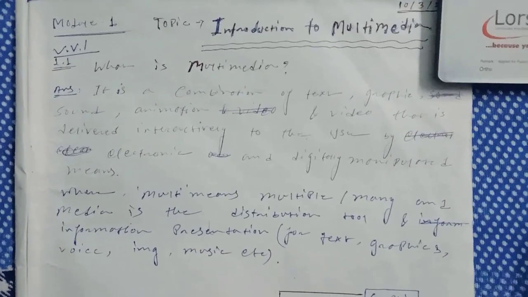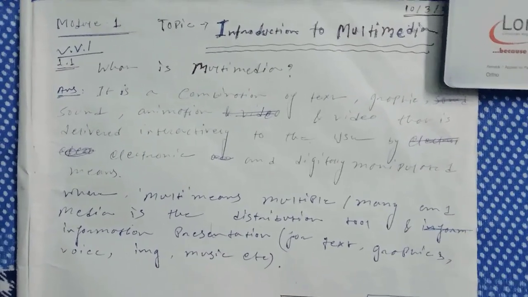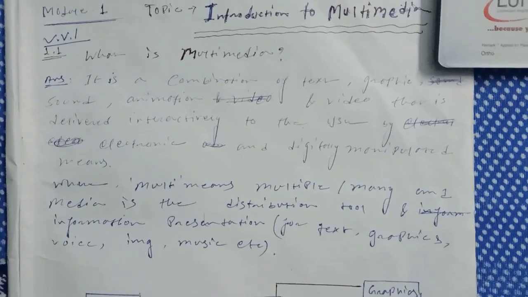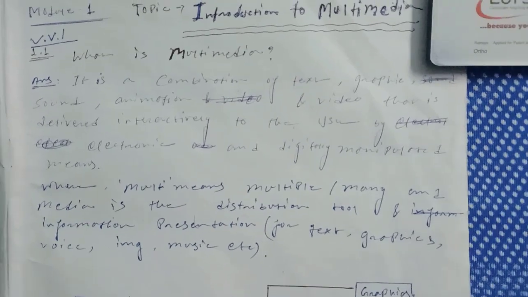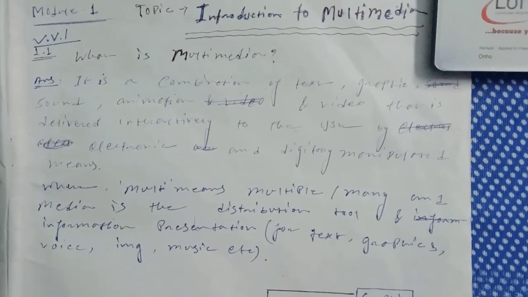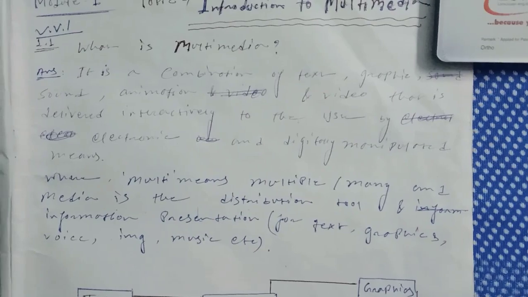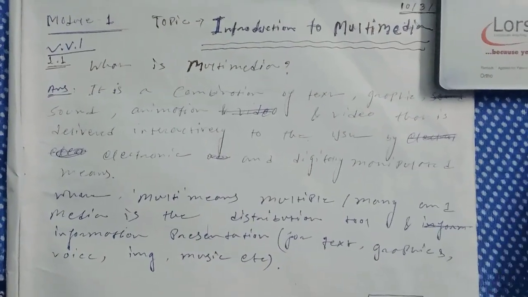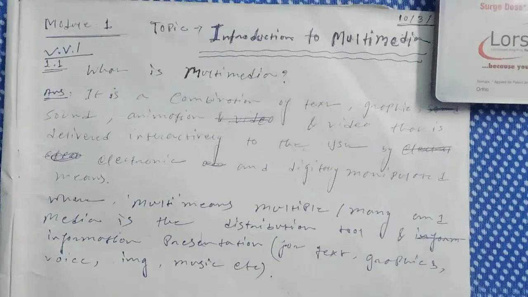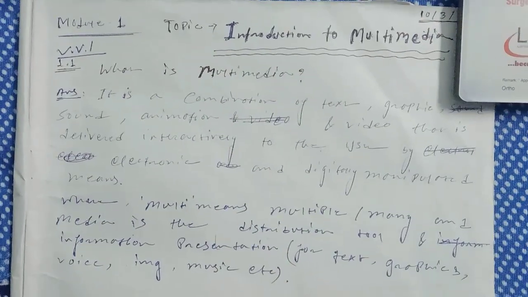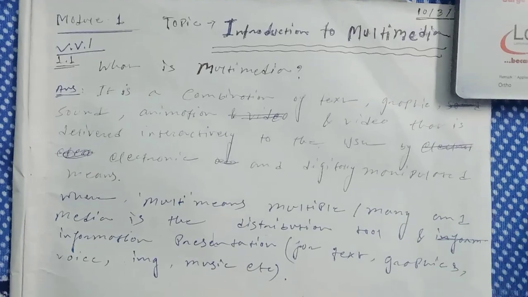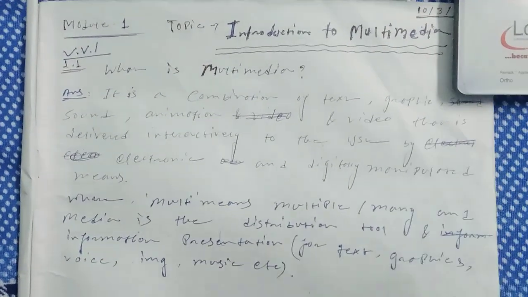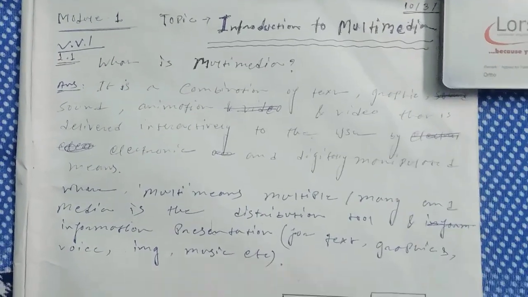Where multi means many or multiple or several, we can say, and media is the distribution tool or information presentation. So for text, graphics, voice, image, music, etc. In other words, we can say multimedia is a mixture of many media, many forms, many fields, where we can communicate with many things with the help of these fields.